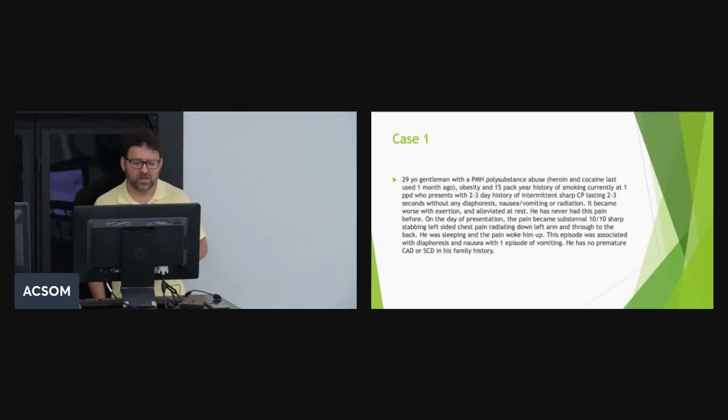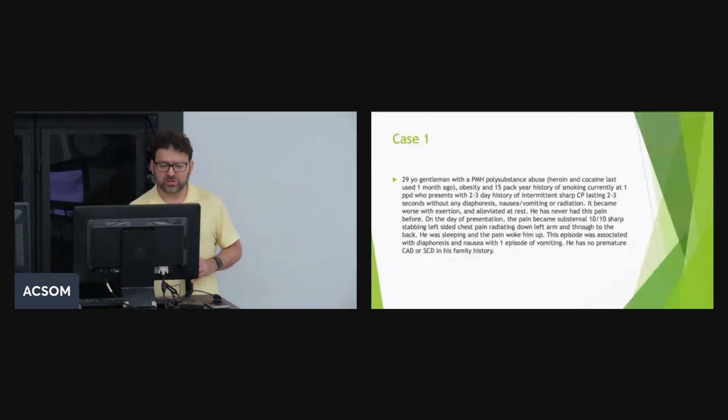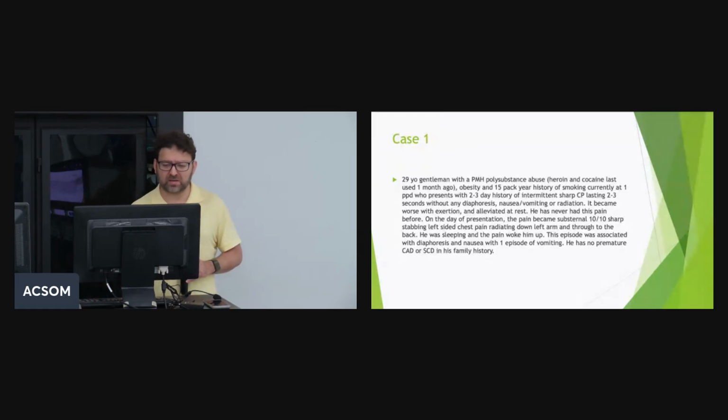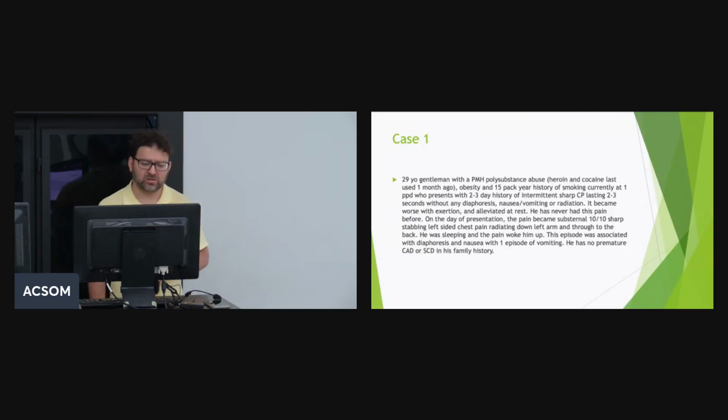A 29-year-old guy comes in with a history of polysubstance abuse, heroin and cocaine, last used 1 month ago. He's obese and has a 50-pack year history of smoking. He's currently smoking 1 pack per day, and he presents with a 2 to 3 day history of intermittent sharp chest pain, lasting 2 to 3 seconds without any diaphoresis, nausea, vomiting, or radiation. It became worse with exertion and alleviated at rest. He has never had this pain before.